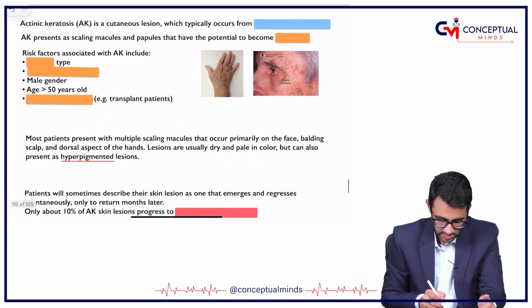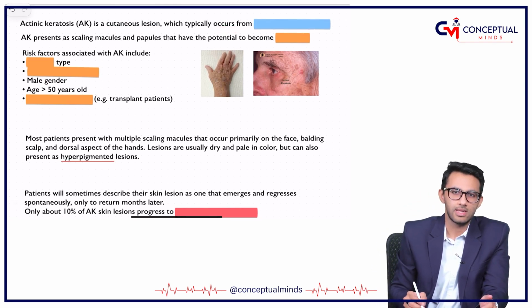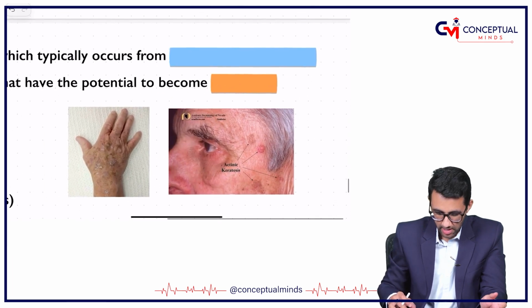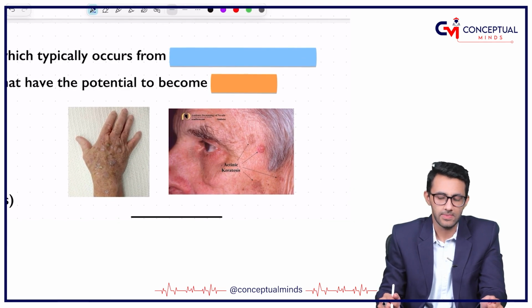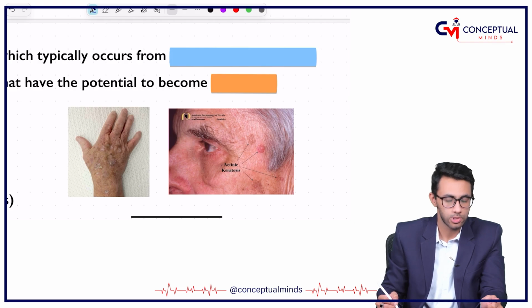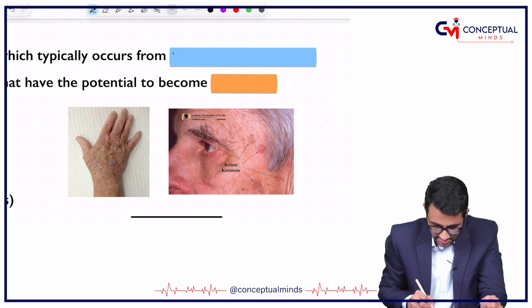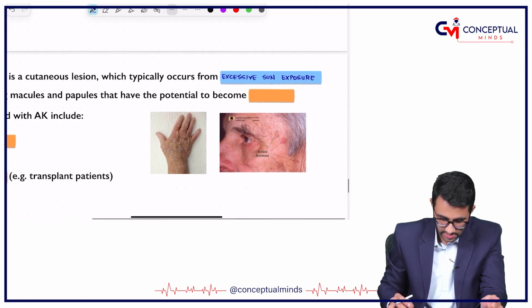Actinic keratosis is a cutaneous lesion which typically occurs from what? Excessive sun exposure. Nothing can damage the skin as much as the sun. Time and again we have proven this, so for this condition it also holds true. It occurs from excessive sun exposure. That is one thing.